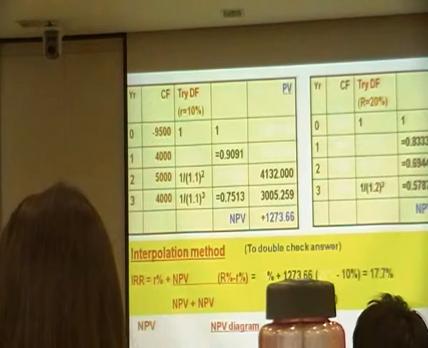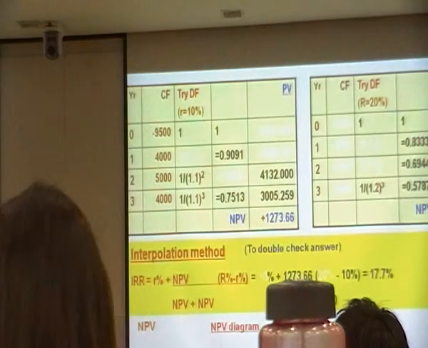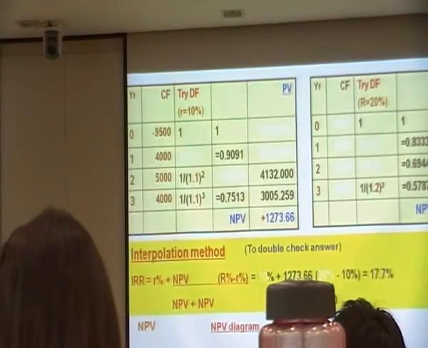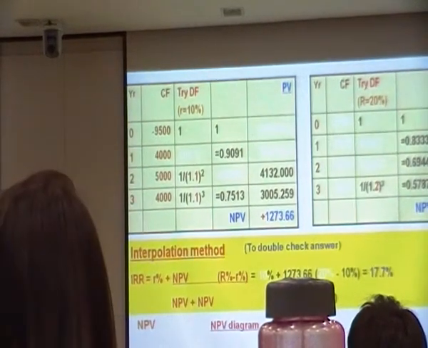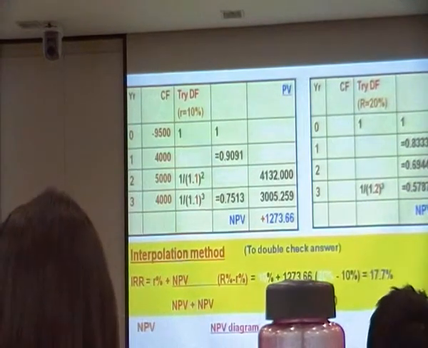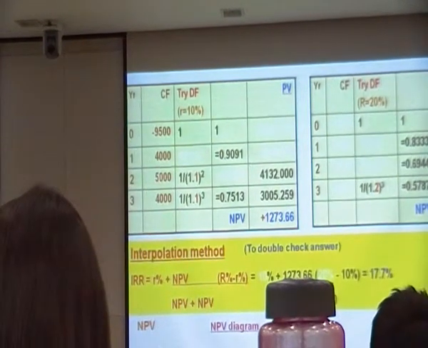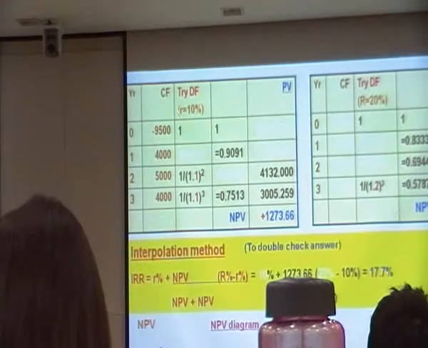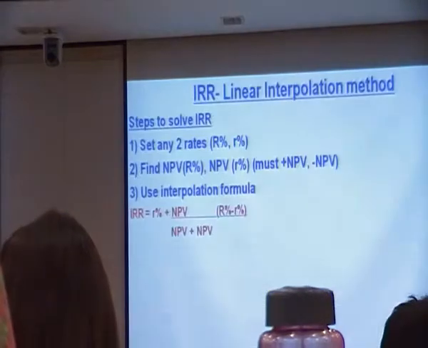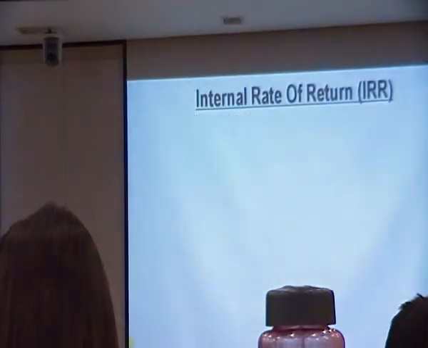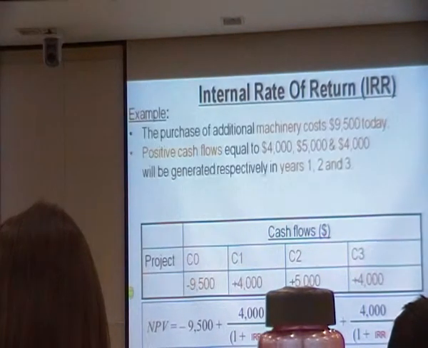Okay, now let's use this one, just to illustrate to you what IRR is. We want to find the NPV for the project, trying 10%. This is the one for our example just now: 9,005, 4,000.